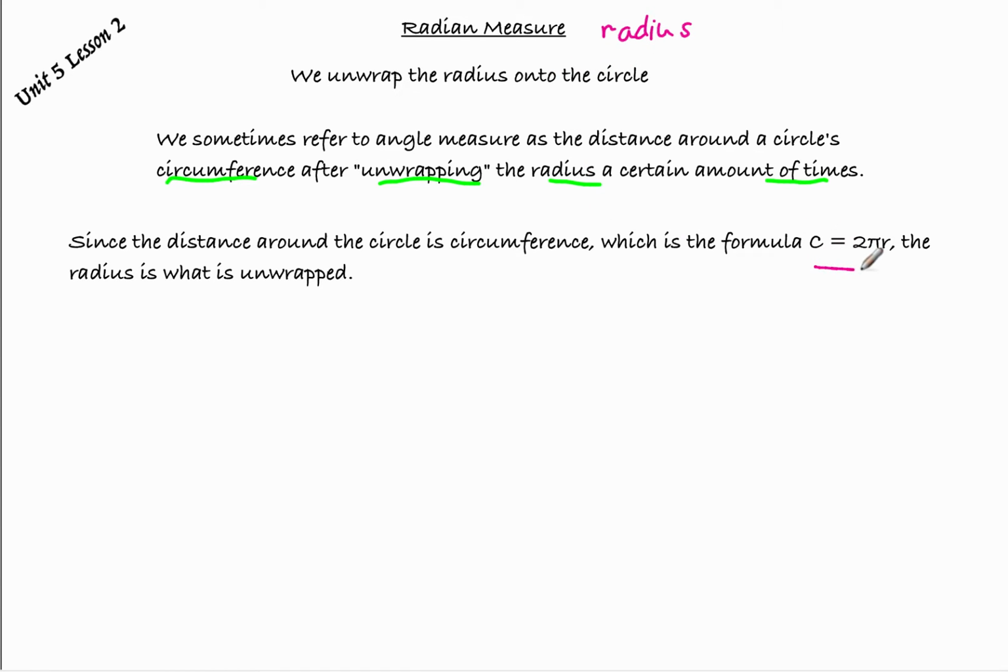And you're going to find out something cool about this formula that you've known since 6th grade. Since the distance around the circle is called the circumference, and the formula is c equals 2 pi r, that's the radius that's unwrapped to create a circumference of 2 pi? Well, let's just look at the video for a second here.